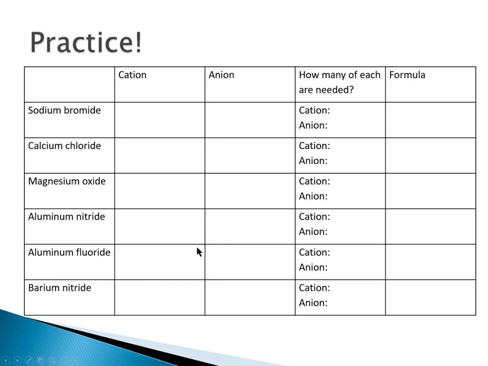So for sodium bromide, the cation is a sodium ion, and the anion is a bromide ion. I see the sodium is +1, and the bromide is -1. That means one of each is all I need to write the formula, and the formula is NaBr.